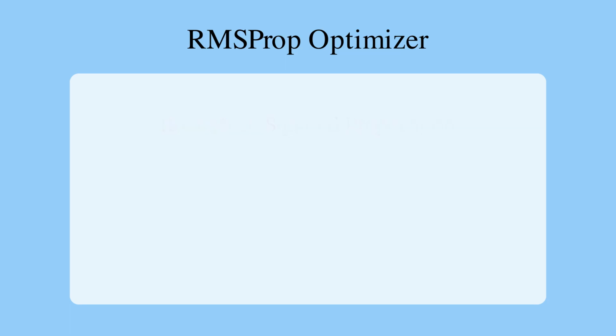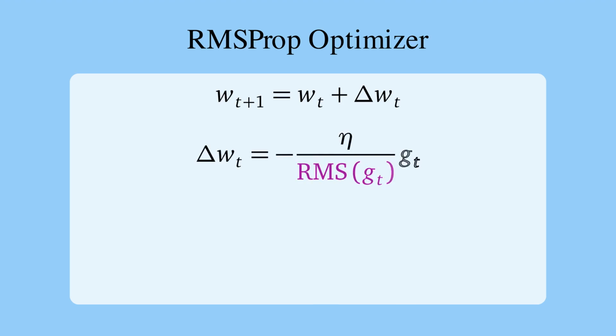The update equation for RMSProp is similar to AdaGrad, except for the way that the running average of the squared gradients is computed. First, let's rewrite the update equation by separating the change delta W_t, defined as eta divided by the RMS of the gradients times g_t. And the RMS of gradients is just the square root of the running average of squared gradients. So up to here, everything is the same as AdaGrad, just a slightly different representation.